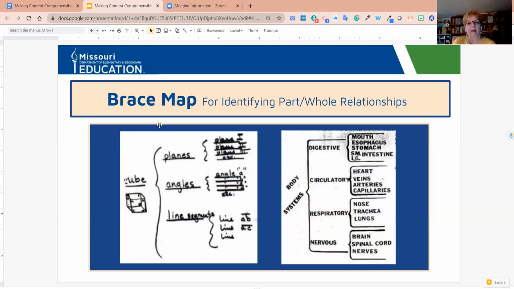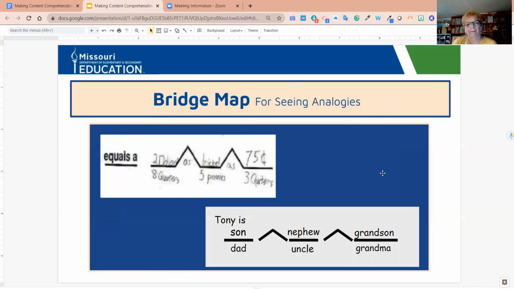And then we have brace maps for part to whole. So like your body systems, when we started talking about the different systems of the body, we divided it into the four main. And this just gave the students a visual that they could go back to if they needed some help remembering what went with what, and helping them to study. And then bridge maps, like Tony is the son of his dad, the nephew of his uncle, and the grandson of his grandma. So they give you that comparison.